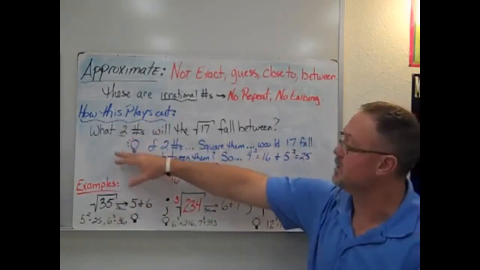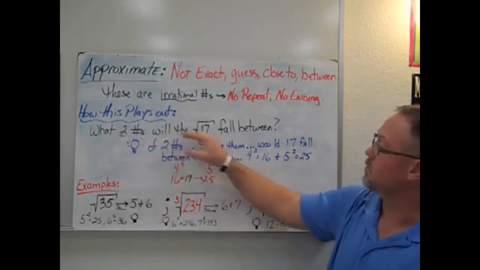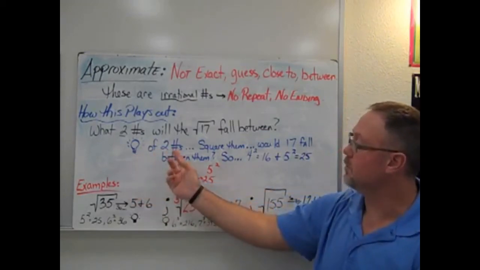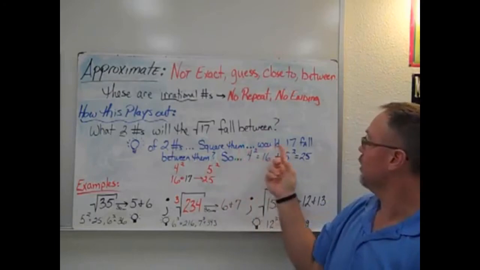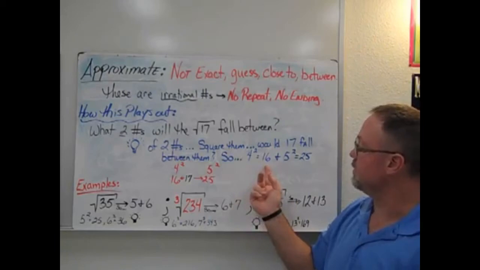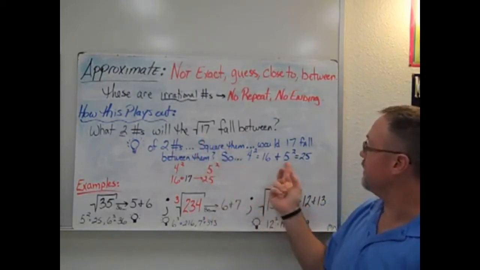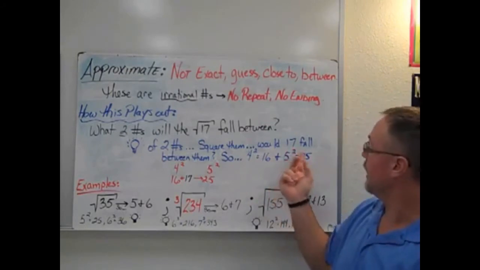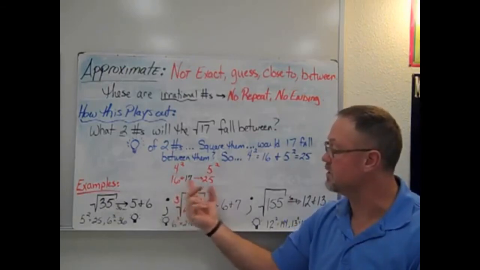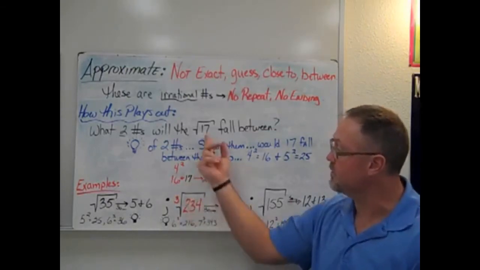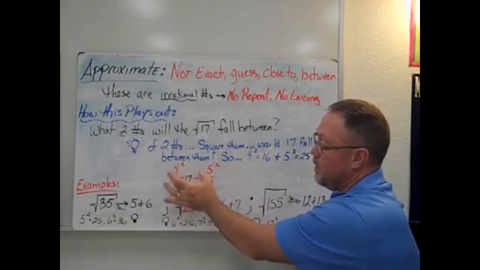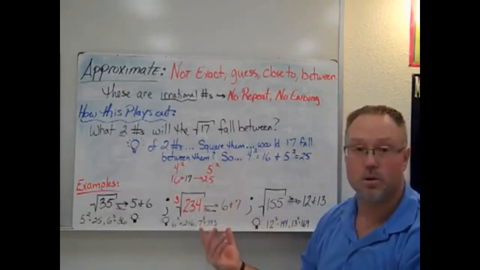So how this plays out is this. They're going to ask you what two numbers the square root of 17 falls between. How you want to think of this is: if I square two numbers, would 17 fall between them? If I take 4 squared, I get 16. That's less than 17. And 5 squared, which is the next number in the series, is 25. Well, 17 fits in between. So 4 squared is 16, 5 squared is 25, and our 17 fits in between. So the approximate answer is that it's between 4 and 5. And that's what we're looking for.